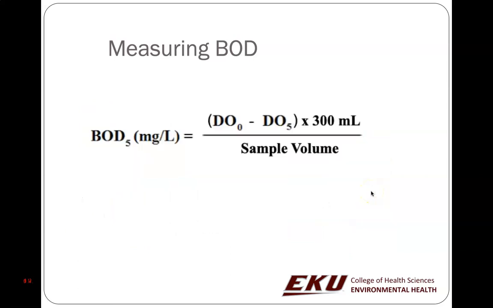BOD can be determined. There are a variety of formulas. This one's the easiest one. Usually we're using 300 milliliter BOD bottles. So we take the difference in our starting DO from our 5-day DO, multiply by 300, and divide that by whatever sample volume we used. For example, if we had a 30 milliliter sample volume, 300 divided by 30, that's a 10-fold dilution. The math would work out. So we'll go through an example here.